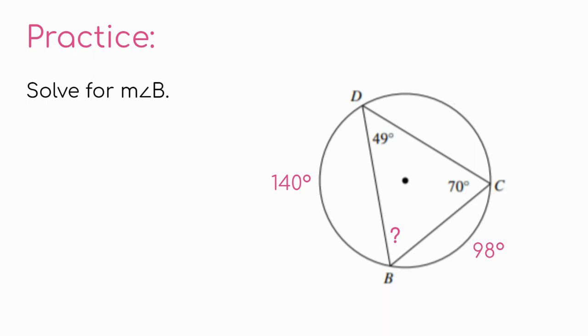So now using what we know about triangles, go ahead and try to solve for angle B. So you should remember that triangles add up to 180 degrees. 49 plus 70 is 119. Subtract that from 180. Your missing angle is 61 degrees.